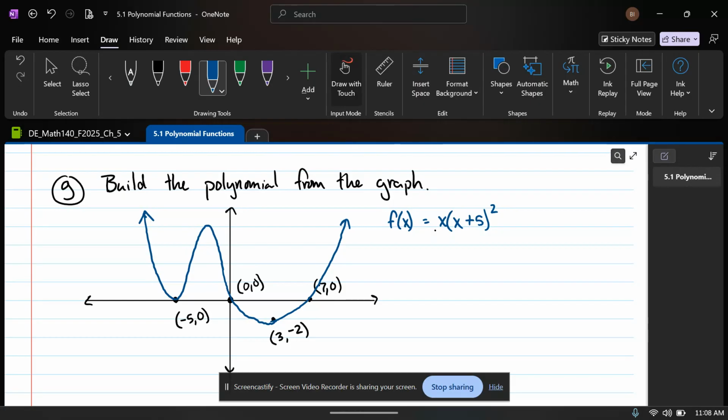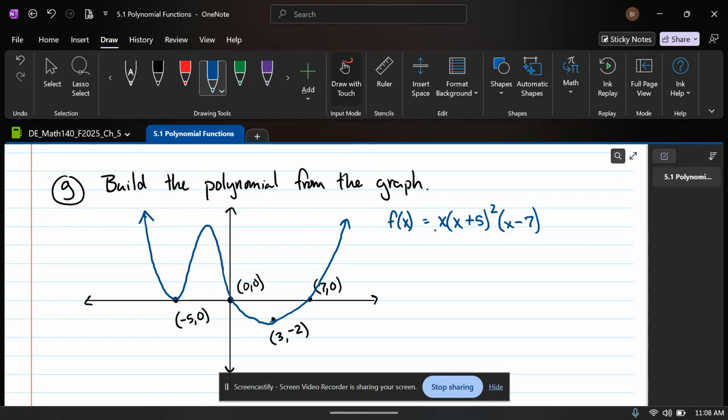This point we're not using yet because it's not an intercept. We'll use it in a minute. And then what's the factor there, and what kind of multiplicity does it have? X minus 7, and it has multiplicity of 1. It's odd. We could stretch it out and say that it's 3, but we're going to make it the smallest we can. So that's going to be our factor for x being 7, the x-intercept of 7. Okay, so there are our factors.